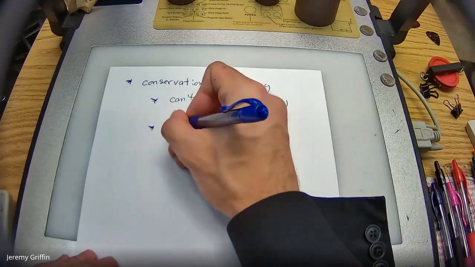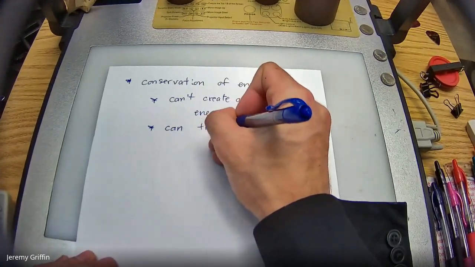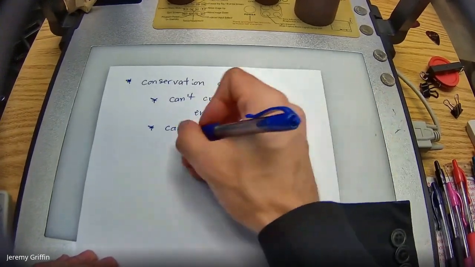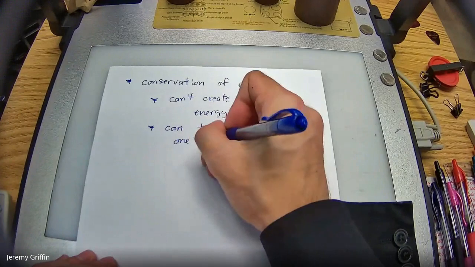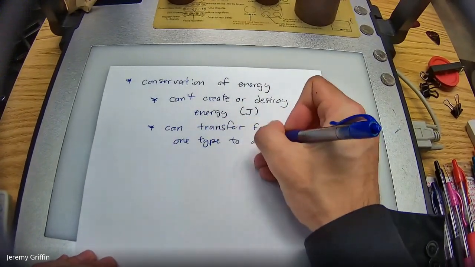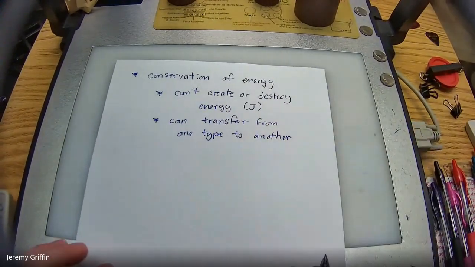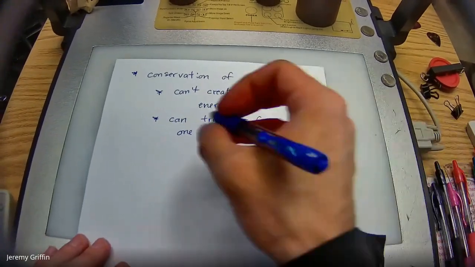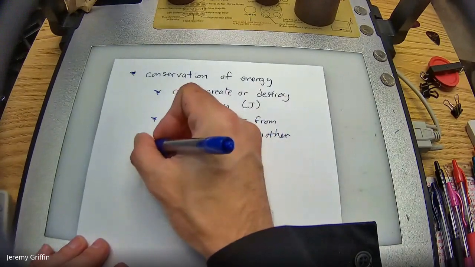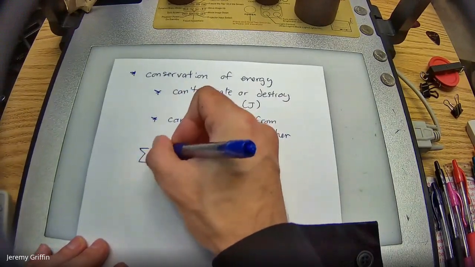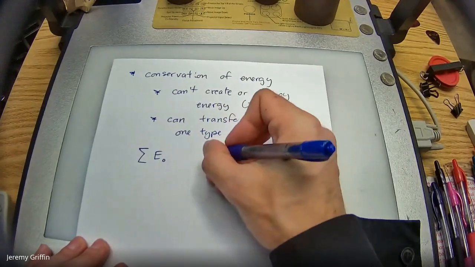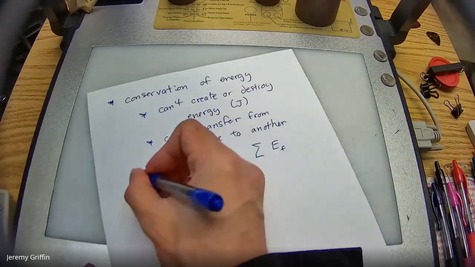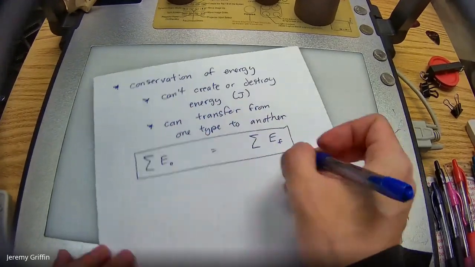You are allowed to transfer, so you can transfer from one type to another, from one form to another. Okay. So, for example, from potential energy to kinetic energy, and that's what we're about to look at. So, conservation of energy, I can write like this: the sum of energy in some initial state is equal to the sum of energy in some final state. There's your conservation of energy.